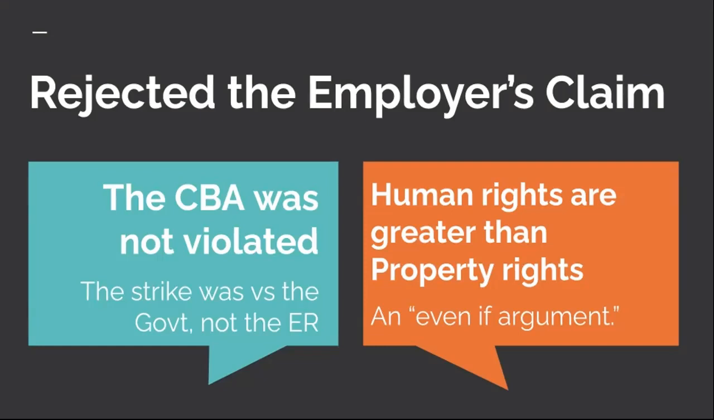But going back to human rights, the Supreme Court did a kind of even-if argument. Even if the CBA was violated, it was still more important that their constitutional right to petition the government for redress was respected and fulfilled, even if it might come at the cost of the right of the employer to have a steady revenue source. The court said, and I'm quoting them verbatim, "While the Bill of Rights also protects property rights, the primacy of human rights over property rights is recognized.